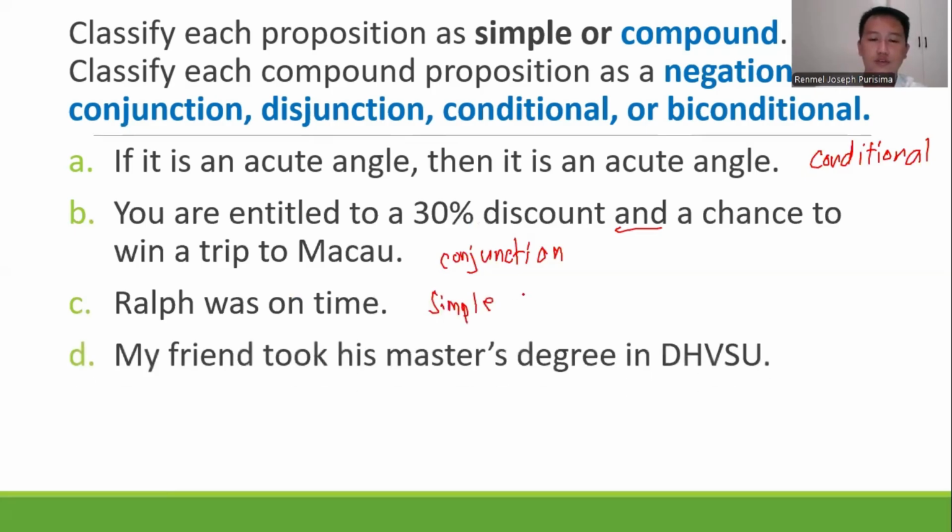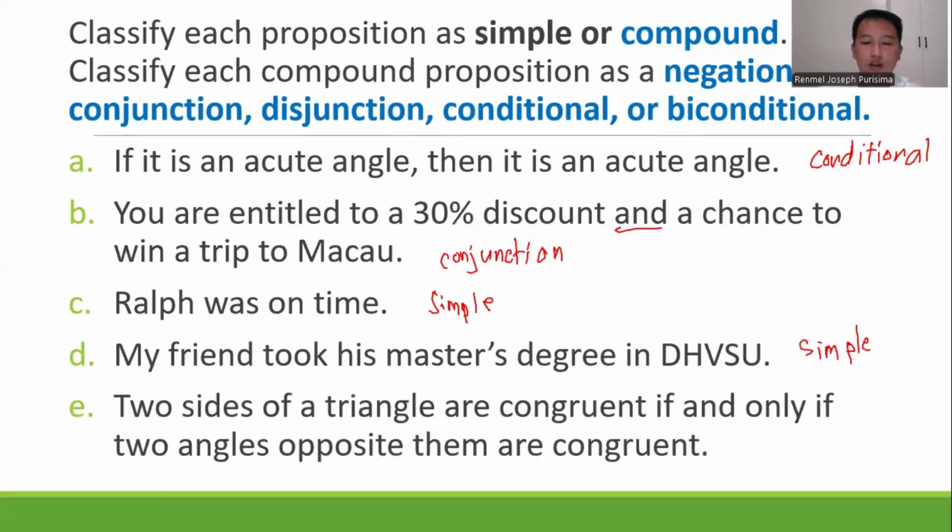Letter D, my friend took his master's degree in Dafsun. So again, this is a simple proposition. Letter E, two sides of a triangle are congruent if and only if two angles opposite them are congruent. So this is a biconditional.